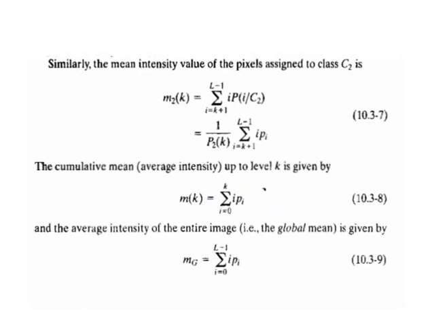Similarly, the mean intensity value of the pixels assigned to class C2 is M2(k) = summation of i = k+1 up to L-1 of i P(i|C2), which equals 1 / P2(k) times the summation of i = k+1 up to L-1 of i P(i). The cumulative mean up to level k is given by m(k) = summation of i = 0 to k of i Pi. The average intensity of the entire image, that is the global mean, is given by Mg = summation of i = 0 to L-1 of i P(i).